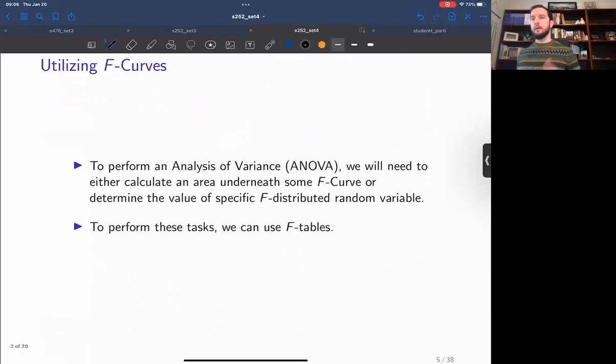All right, so in terms of what we are learning in this class and what we are going to see examples of in lecture sets 4, 5, and 6, we need to be able to use or work with F curves to find critical values and p-values. So we are going to be running hypothesis tests where the test statistic is an F distributed random variable. And we need to be able to find a critical value and a p-value in order to make a decision about the null.